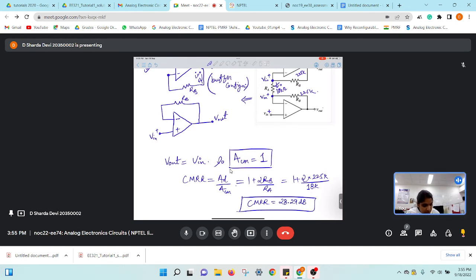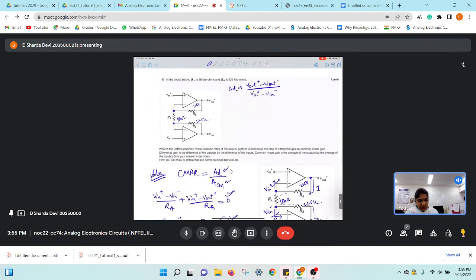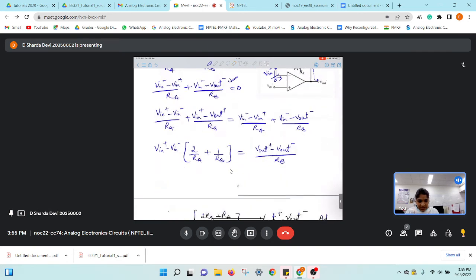And CMRR is always mentioned in dBs only. So we have to keep this in mind. That is a convention that is used. And also gain is mostly represented in dBs only. So it is the convention that is used. And even in the question it was mentioned that you have to report in decibels. Okay, is this clear? The analysis and everything, is it clear to everyone?